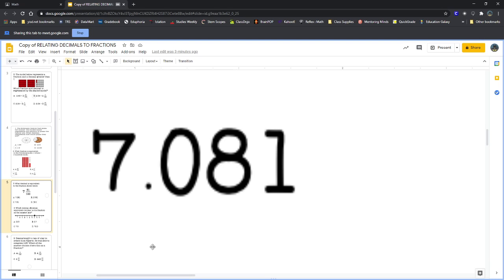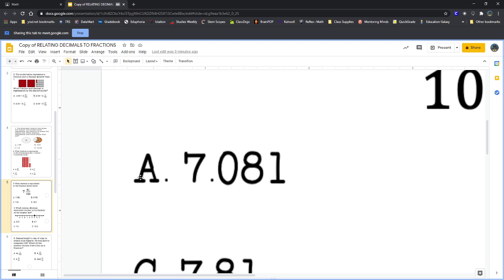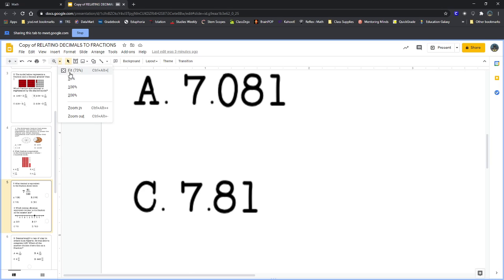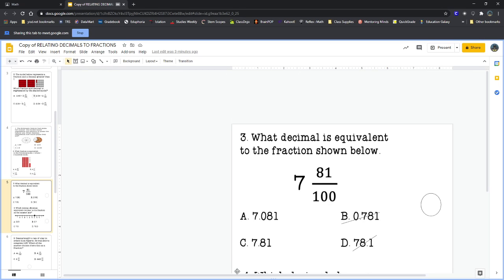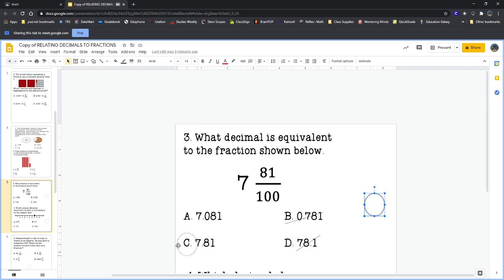Oh, well, if it can't be A, it has to be C. Answer choice C would be the correct answer. But remember, with decimals, it's a little bit different. As you go further and further, you're getting smaller and smaller. And a decimal place value doesn't start with the ones. It just goes to the tenths and then to the hundredths. Because if it's one whole, then that goes in front of the decimal.